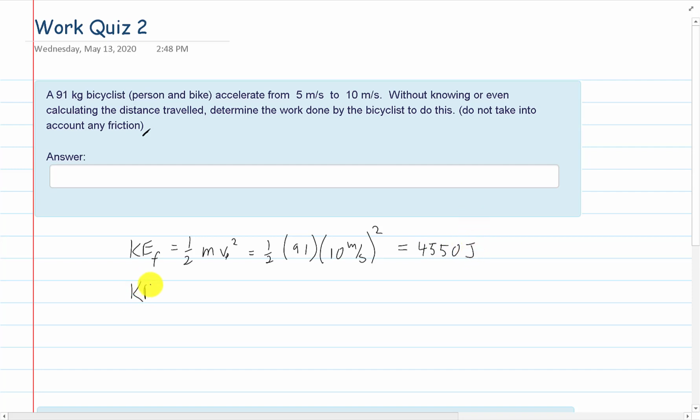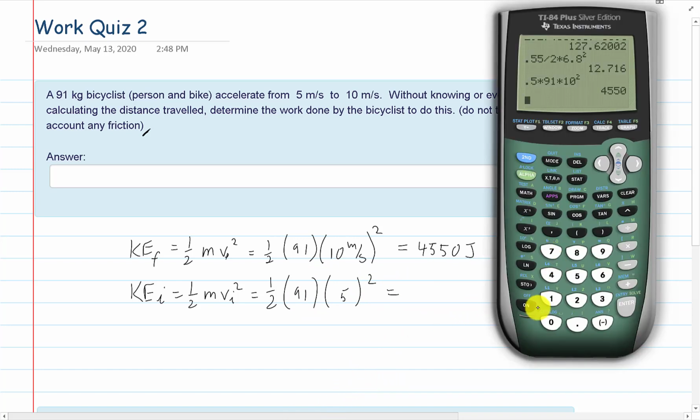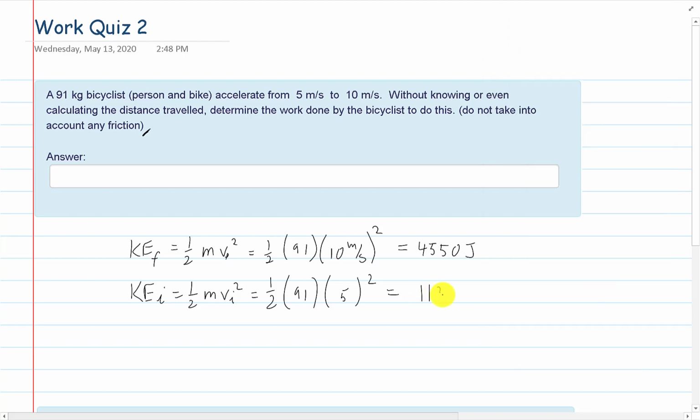And the kinetic energy initial is 1/2 mass times velocity initial squared, which is 1/2 times 91 times 5 squared, and that is going to be 1,137.5 joules.